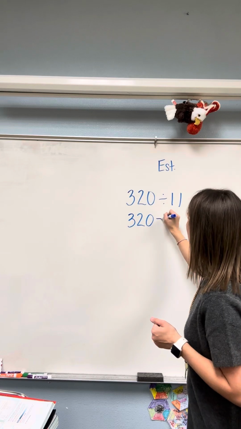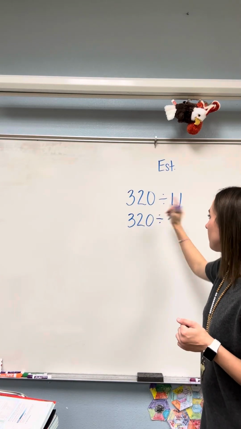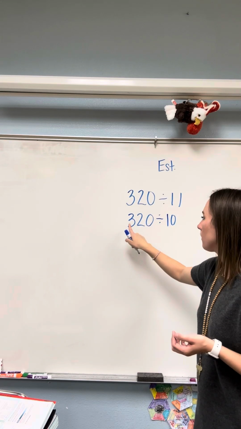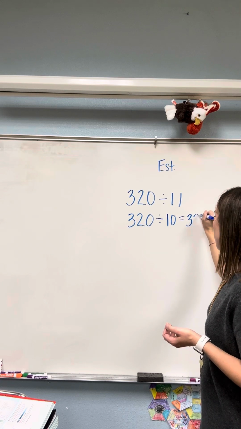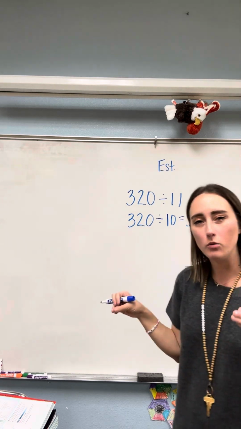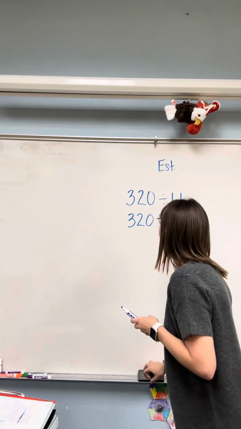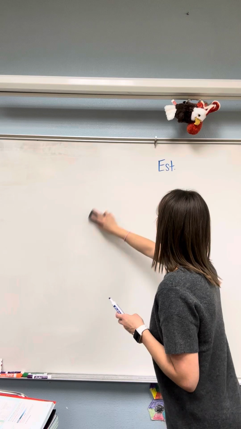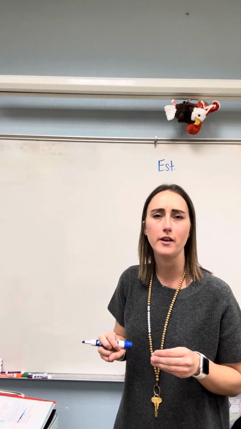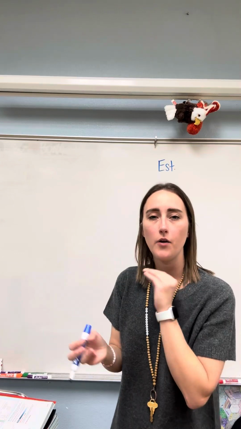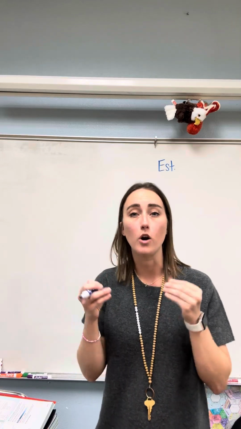320 divided by, what's something that's close to 11 that can be divided by this? Well, that would be 10. Now, 320 divided by 10 is going to give me 32. That one hopefully was a little bit easier for you to see. But we're going to do a couple more. That way you have a couple more examples in your toolbox and you can see them easily. Again, as we're going through this, if you need to pause it, write it down, and then keep going, that's what you need to do. I want you to do what works for you.